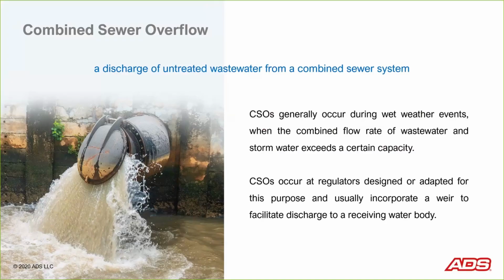So combined sewer overflows generally occur during wet weather events. That's when they're designed to occur, and they do so when the combined flow rate of wastewater and stormwater exceeds a certain capacity. Anything above that capacity then goes out as a combined sewer overflow. So CSOs occur at regulators that are designed or adapted for this purpose, and they usually incorporate some type of weir to facilitate discharge to a receiving water body.